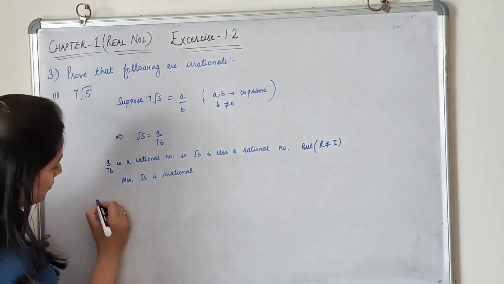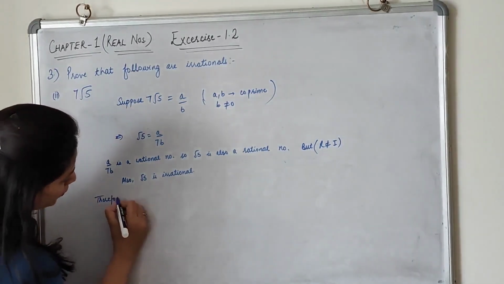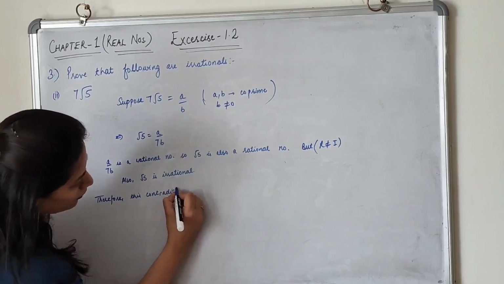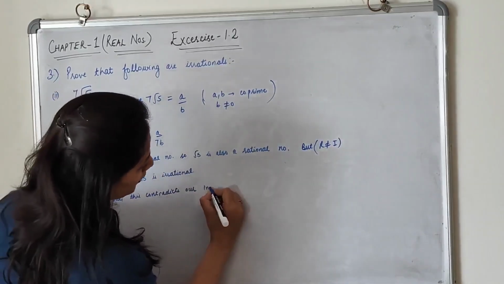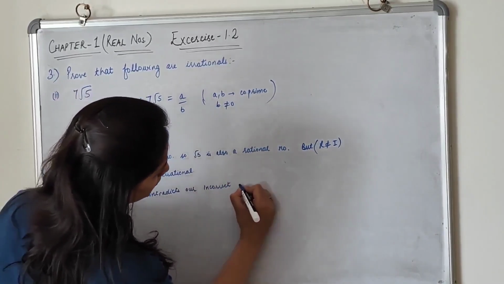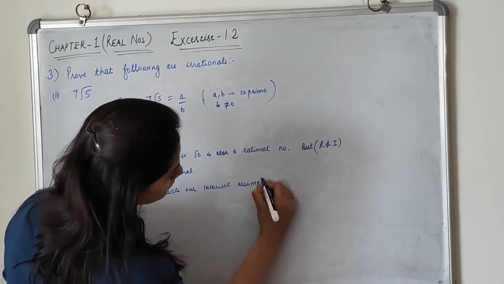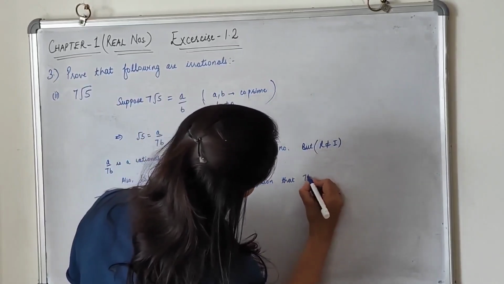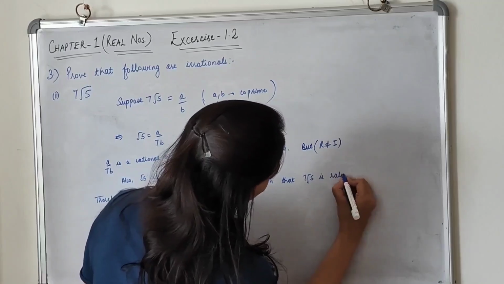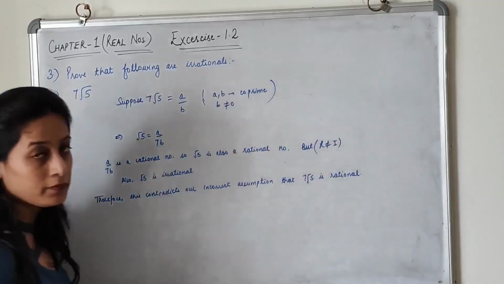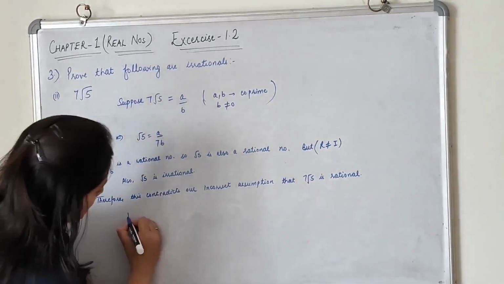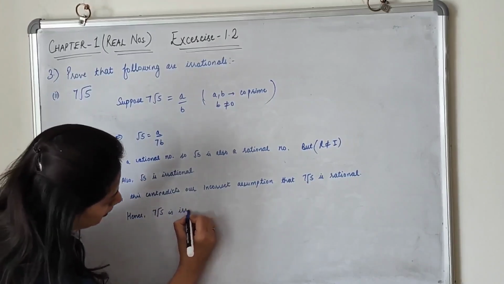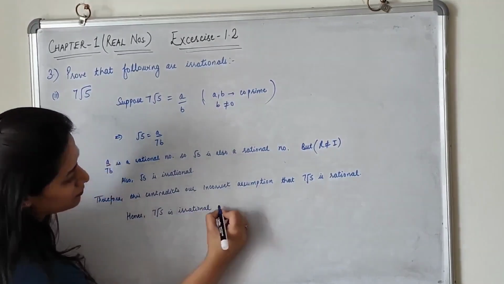Therefore, this contradicts our assumption. Therefore, this contradicts our incorrect assumption that 7 root 5 is rational. Hence, 7 root 5 is an irrational number.